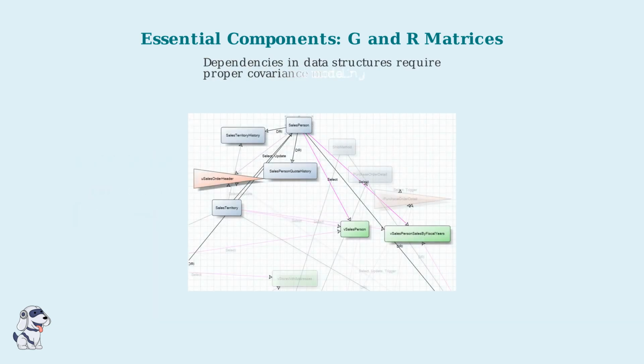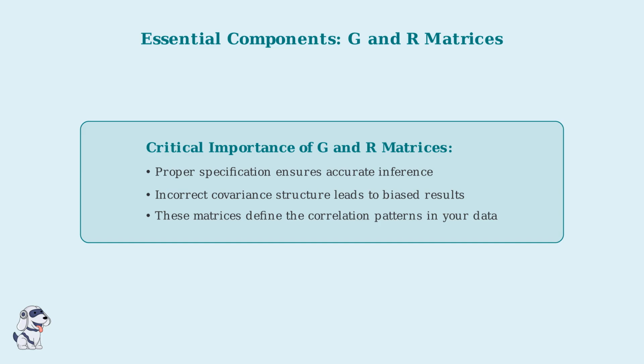Just as database systems model relationships between entities, the G and R matrices model the dependency relationships within our statistical data. These matrices capture the correlation patterns that exist in real-world data. The correct specification of G and R matrices is absolutely critical for accurate statistical inference. Misspecifying these covariance structures can lead to biased parameter estimates, incorrect standard errors, and invalid conclusions about your research hypotheses. Understanding and properly specifying these matrices is fundamental to successful linear mixed modeling and forms the foundation for all subsequent analysis and interpretation.